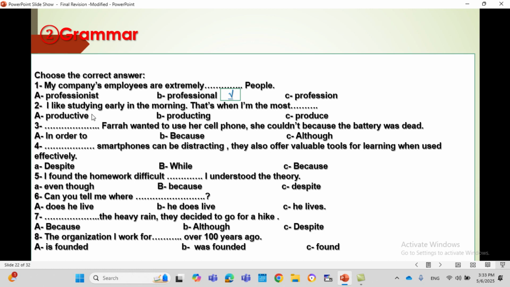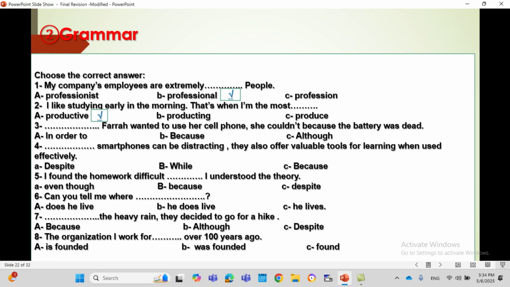We have productive, producting, and produce. Where is the adjective here? You can guess. Excellent, productive. This is the adjective from the verb produce. Now let's come to number 3. Farah wanted to use her cell phone. She could not because the battery was dead.